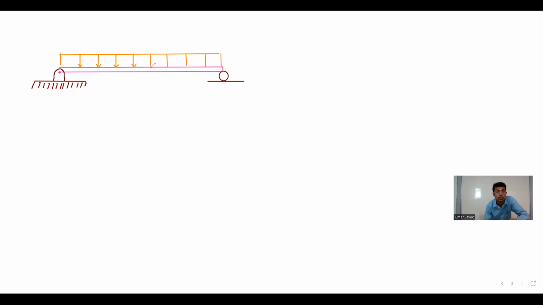Okay, what is the question? The question says that the distributed load is W, the length of the beam is L, this is A, this is B. Give me the deflection V. So if you want to find the deflection, what are the strategies? There are different strategies that you can follow. So let me show you the different strategies.